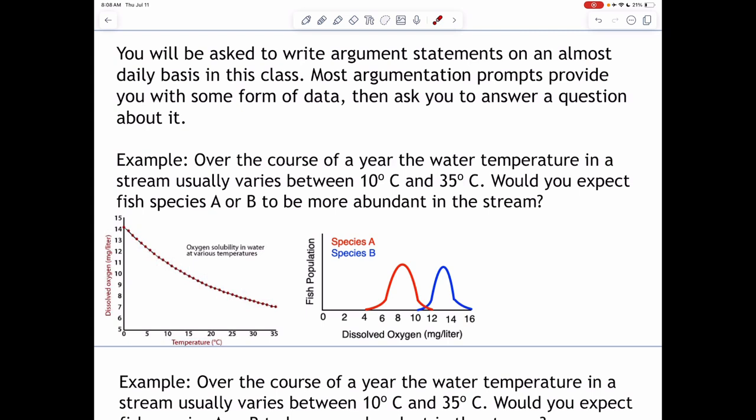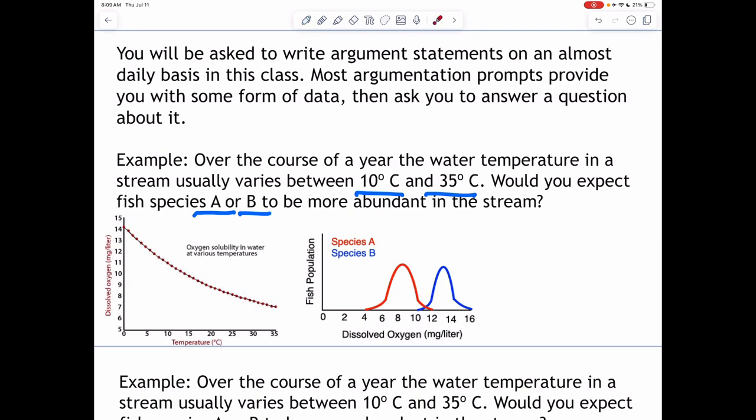So this question here says, over the course of a year, the water temperature in a stream varies between 10 degrees and 35 degrees. Very important that we start annotating this. Would you expect the fish species A or B to be more abundant in the stream? The question is asking, would you expect fish species A or B? So our answer needs to start with, I would expect, but we'll get to that later.